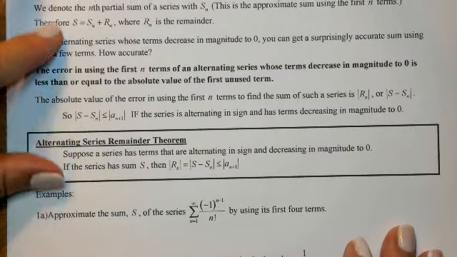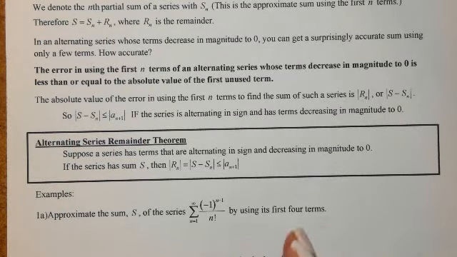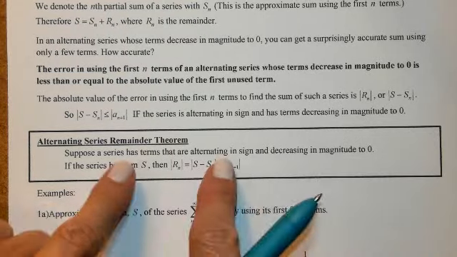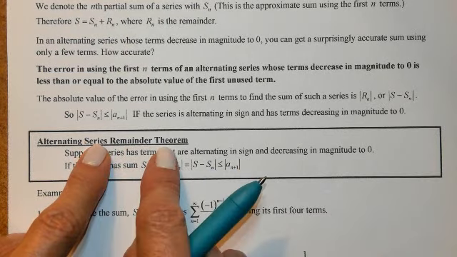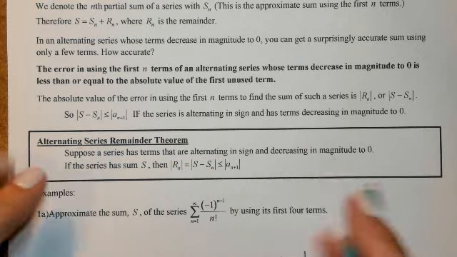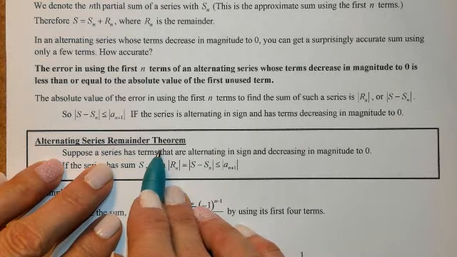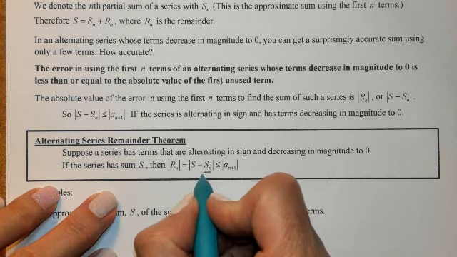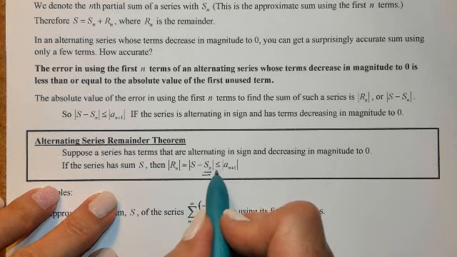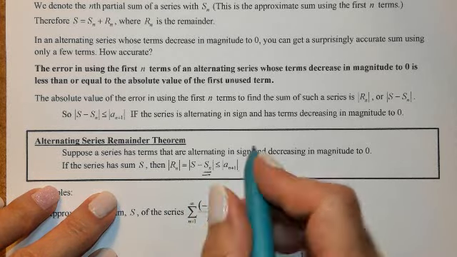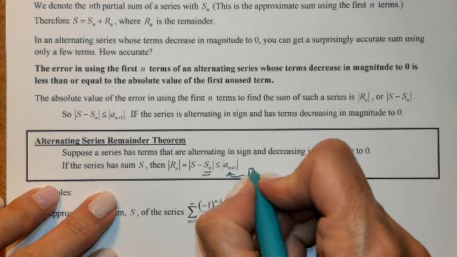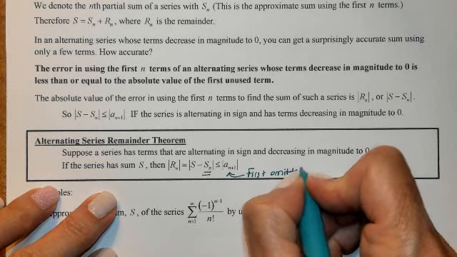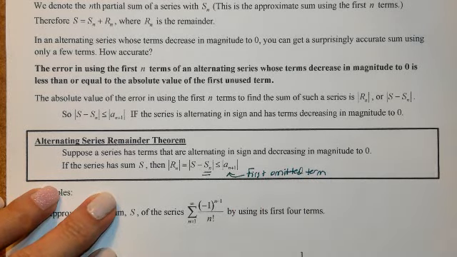So that's what all this says. So first of all, it has to be a converging alternating series. It has to be, for us to use the alternating series remainder theorem. Okay? And if it is, then the error in an approximation, this S sub n is our approximation, is always less than or equal to the absolute value of the first omitted or unused term.